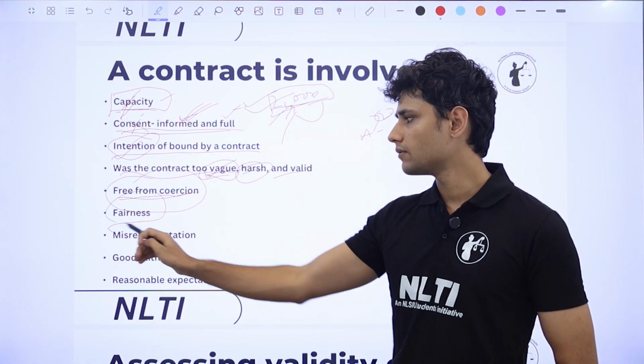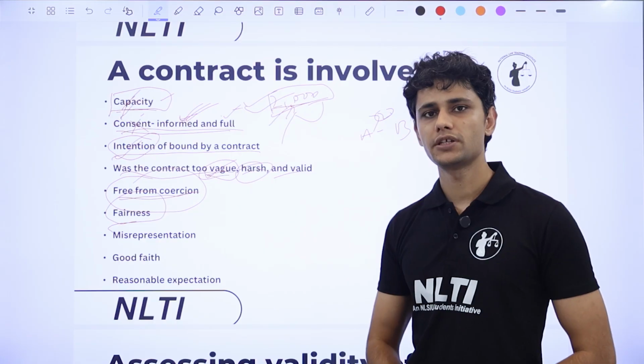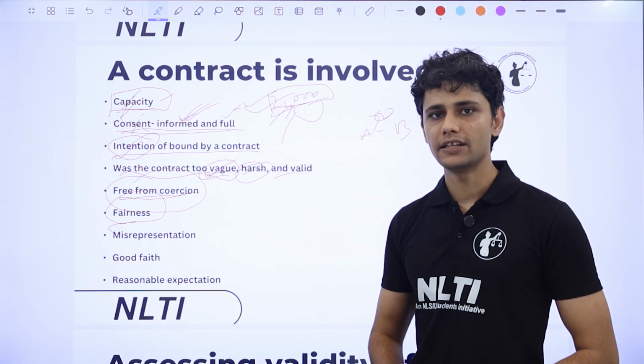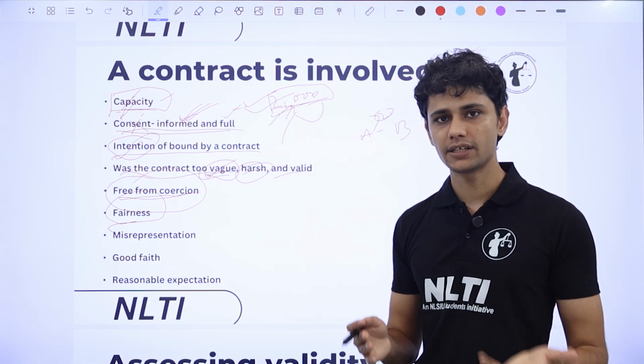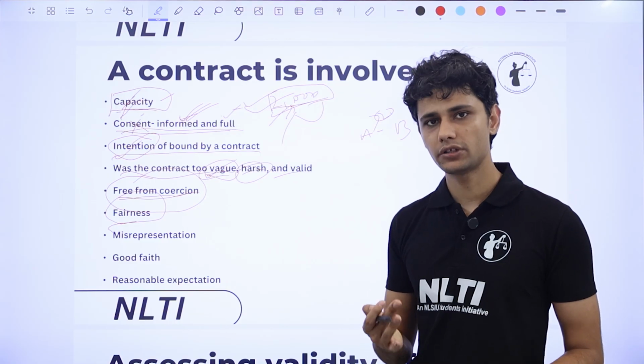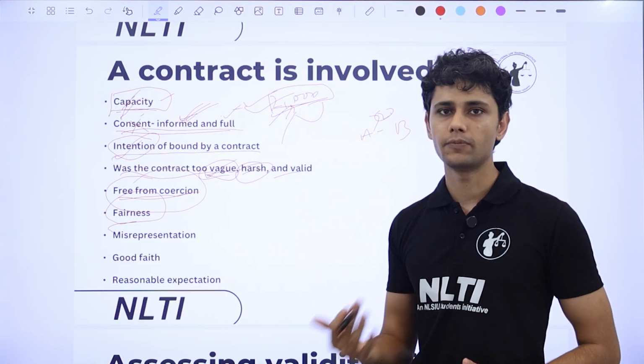Lastly, again, fairness, to ensure that any person who comes into a contract is treated fairly. It shouldn't be the case that one party treats the other party unfairly. Just because they're in a contract does not mean you have a right to treat someone unfairly.